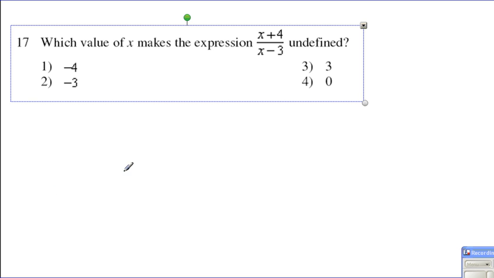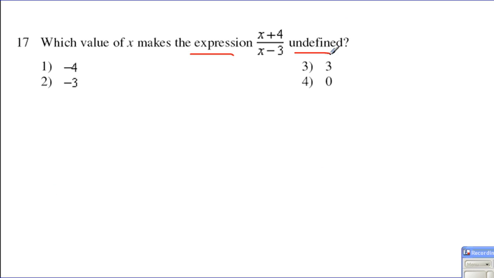Alright, let's move on. Here, the fact that an expression is undefined, that means look at the denominator. Defined, undefined. So therefore, the denominator has to be equal to 0. That means x minus 3. When x minus 3 is equal to 0, the fraction is undefined. So therefore, x will be equal to 3.